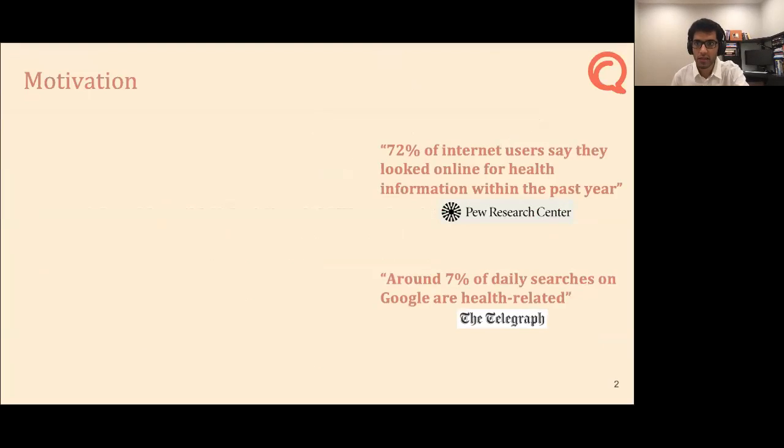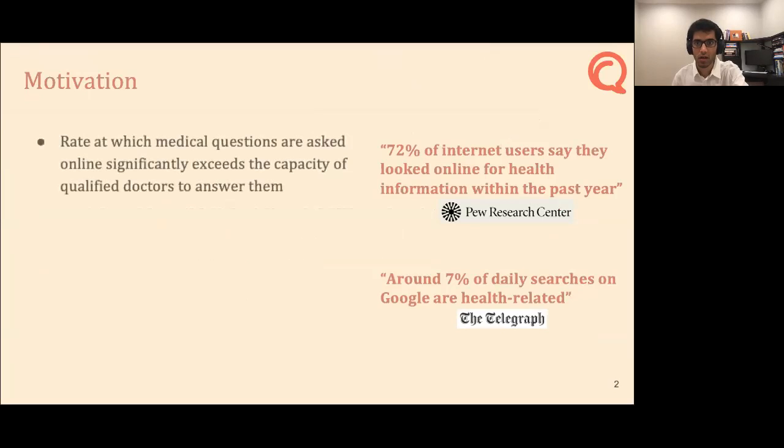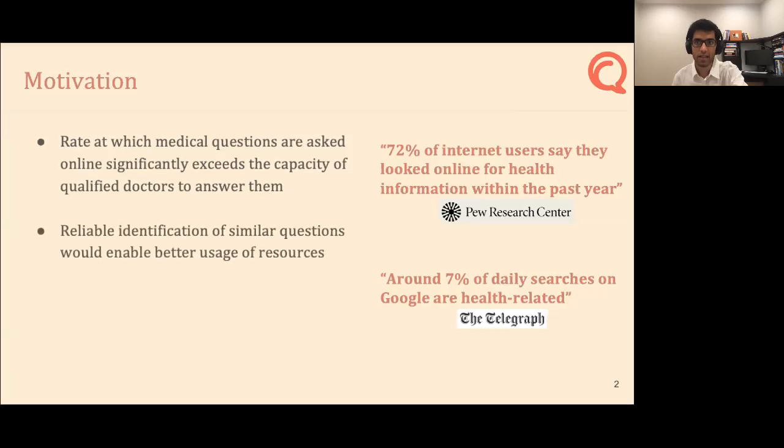People have been increasingly looking to the internet for information related to their health. With COVID-19 and lockdowns, this has only increased in the current times. More broadly, the rate at which medical questions are asked online far exceeds the capacity of qualified doctors to answer them. However, there is bound to be a large amount of overlap in these questions. Therefore, a reliable identification of similar questions would enable better usage of resources.